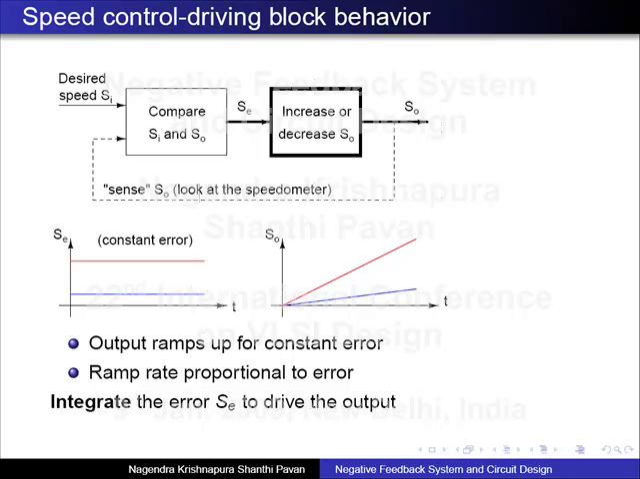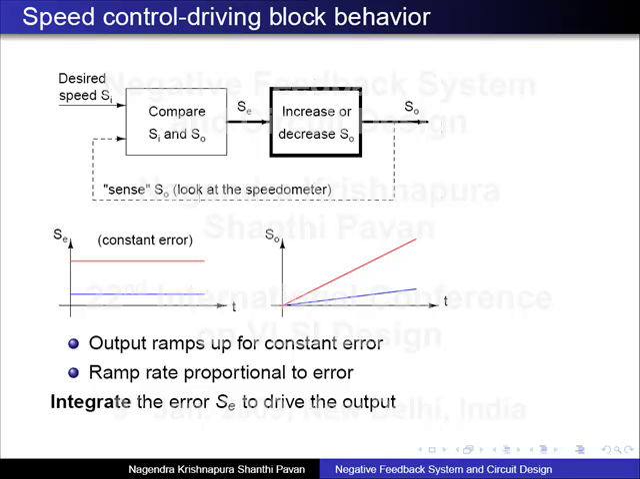So what we want to know is the behavior of this particular block that says increase or decrease S0. It's not good enough to say increase or decrease. We want to say how it increases or decreases. So for this, it pays to look at a case. Let me first describe this block diagram. The first one is a comparison block. It looks at the desired speed SI and the actual speed, which is sensed by looking at the speedometer, and its output is the difference. SE is SI minus S0.